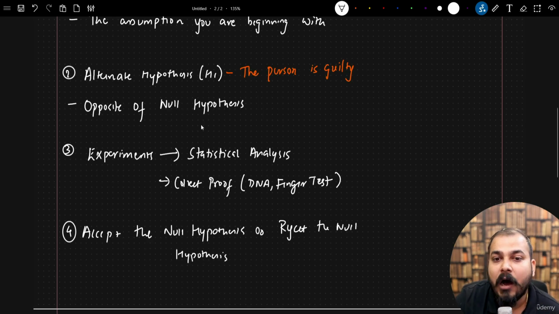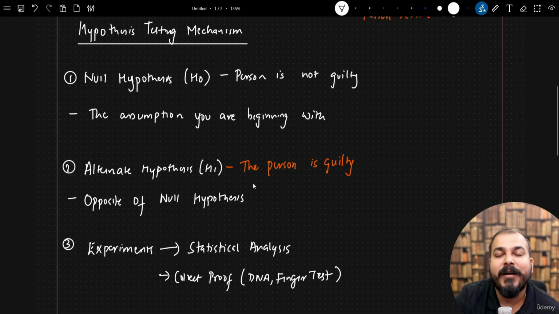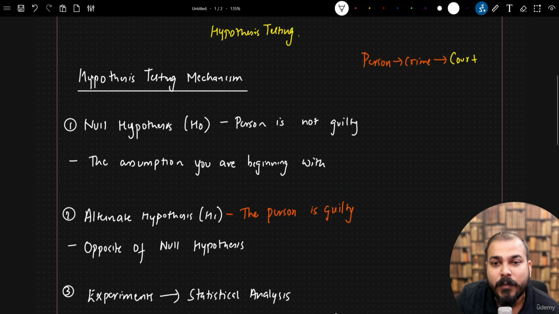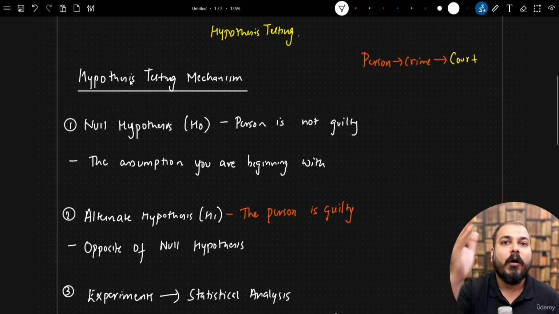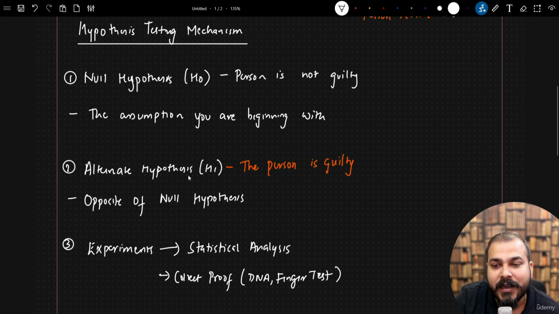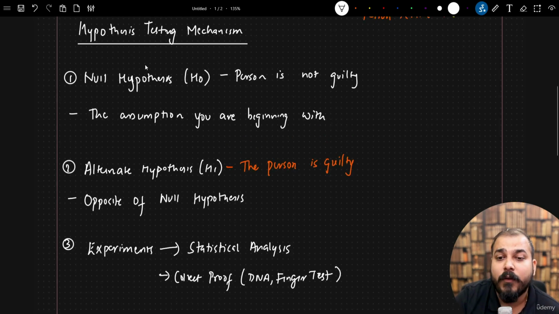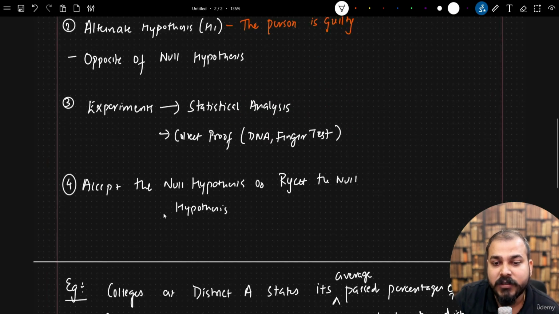So this is how we perform the different steps. When I say statistical analysis, we will talk about it in our upcoming videos, including the different types of statistical analysis. But I hope you understood how hypothesis testing happens. You have a null hypothesis, you have an alternate hypothesis, then we perform the statistical analysis to prove whether this is true or whether we need to reject it. So these are the steps.